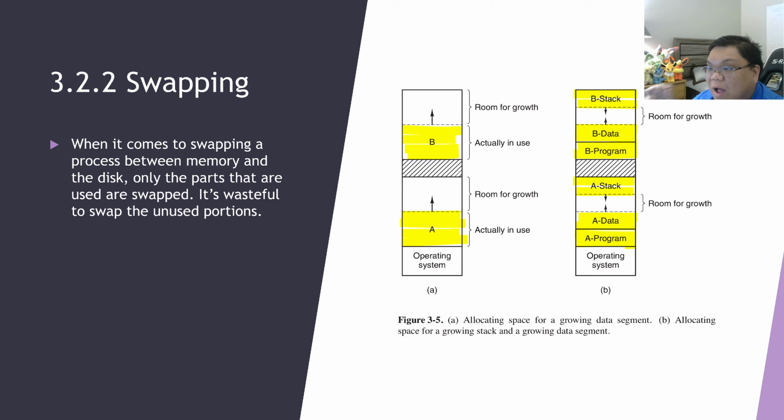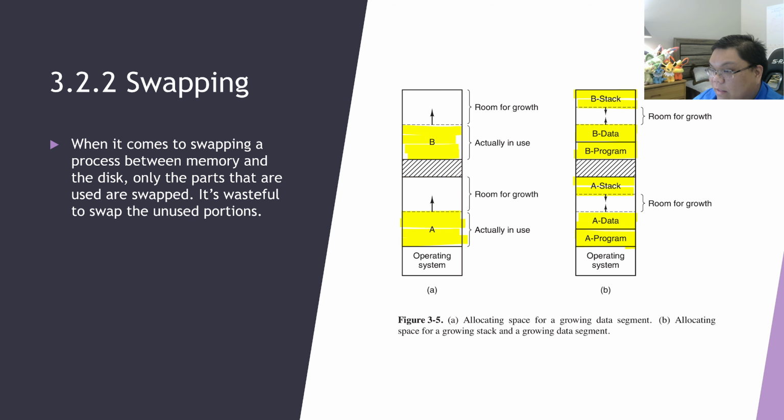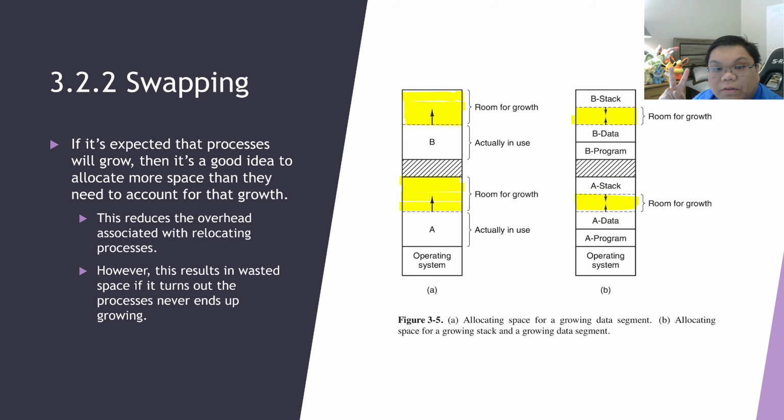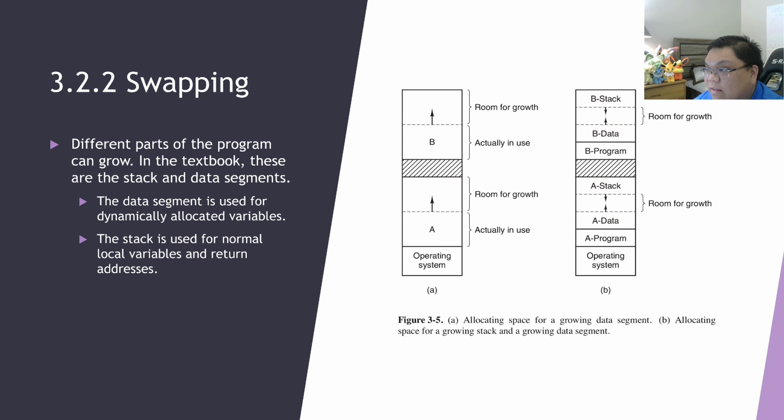When it comes to swapping processes, we only need to swap the parts of memory that are used. It's wasteful to swap the unused portions. Here's another thing. There can be two parts of a program that can grow. The first one is called the stack, and the second one is called the data.